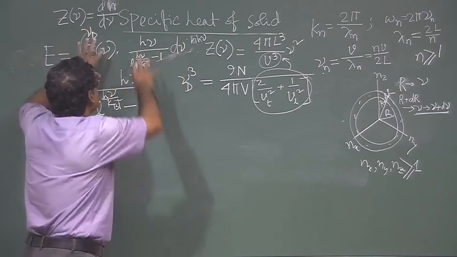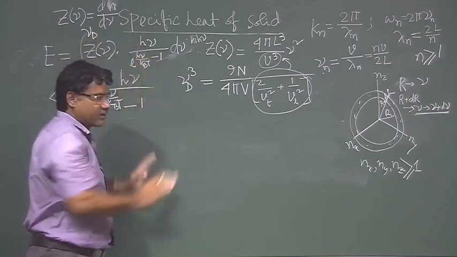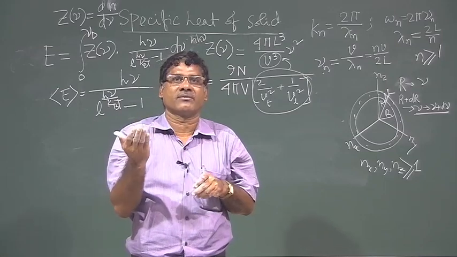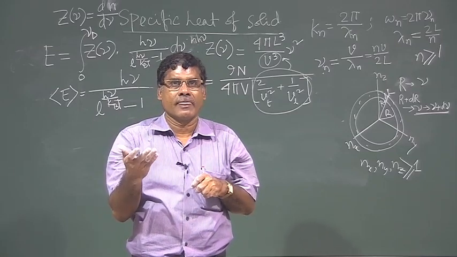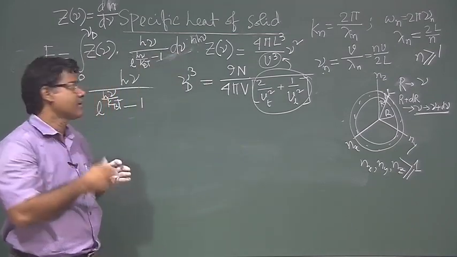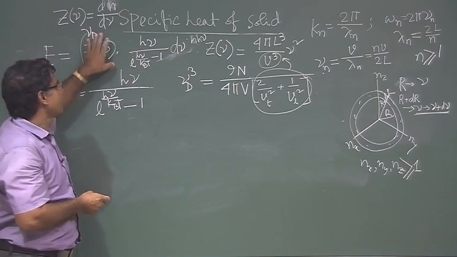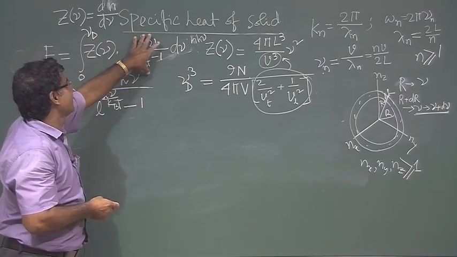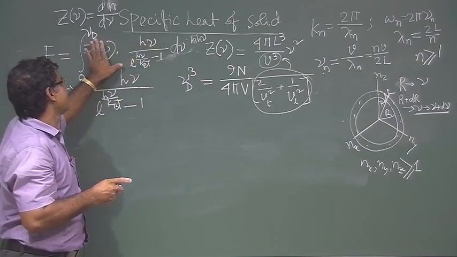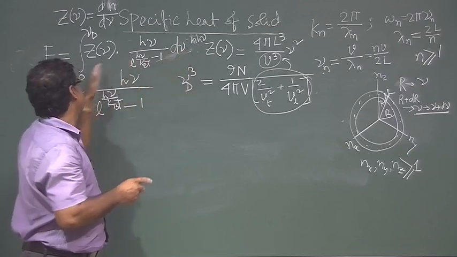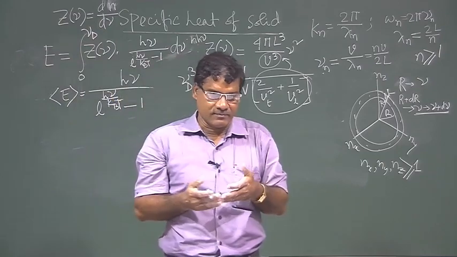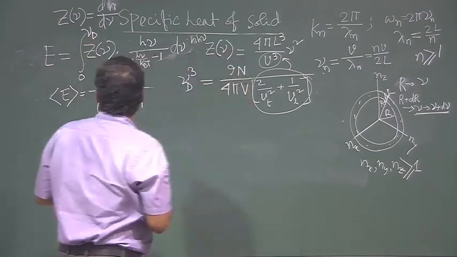So, this is the energy for a mode having frequency nu, and now how many modes are there with that frequency, that is this. Now, that will be the average energy for that mode having the frequency nu, okay. Now, if I vary nu from 0 to nu d, that will be the total energy of the system. Okay. So, that I have to calculate.